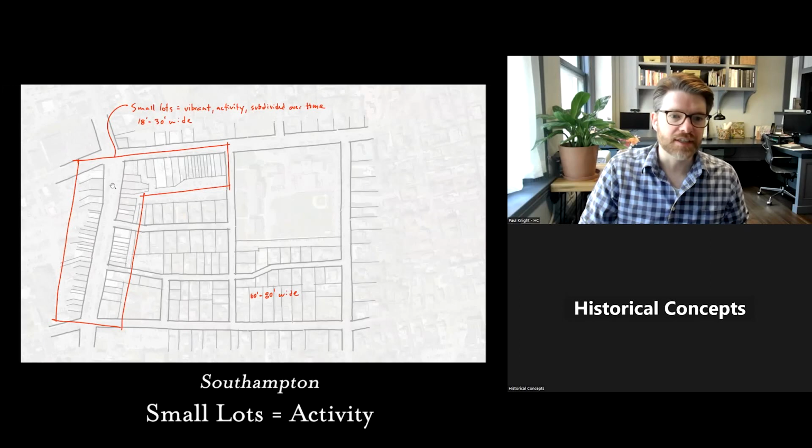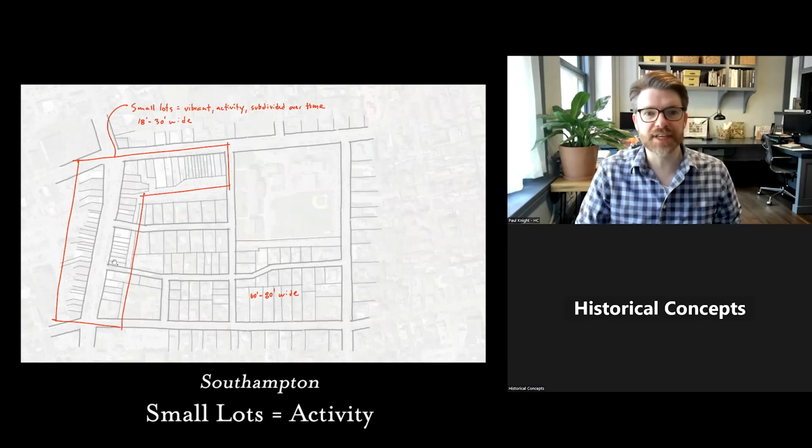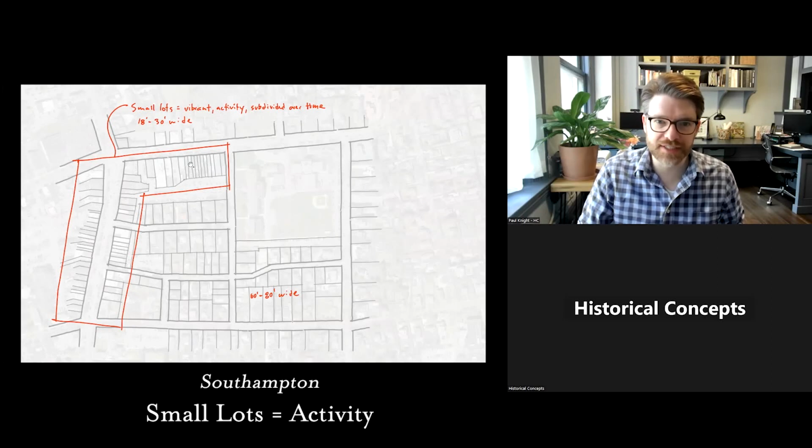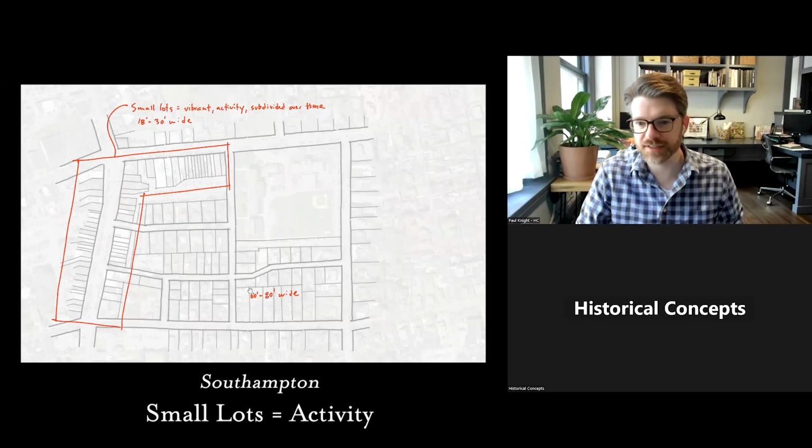And you can get a sense for things like vibrancy and activity just based on the lot size. So here we see all these tiny little lots that are 18 to 30 feet wide all along here, but then these lots are much wider, 60 to 80 feet.